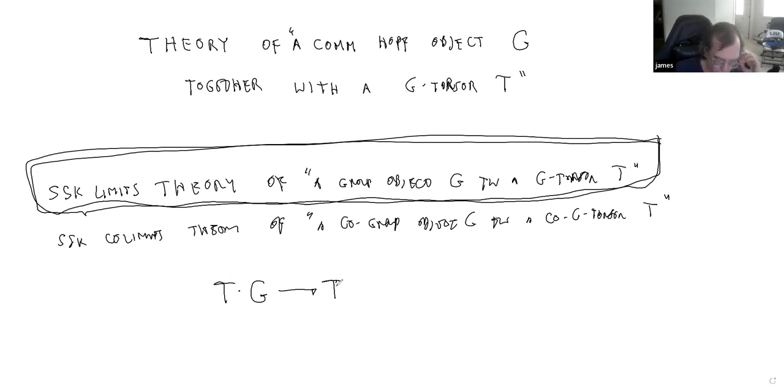One of the things that makes a torsor special is that not only can you multiply by a group element, but you can divide by a group element. You meant you can divide by a torsor element? Is that what I said? Yes, you're right. Okay, it's the other way around.